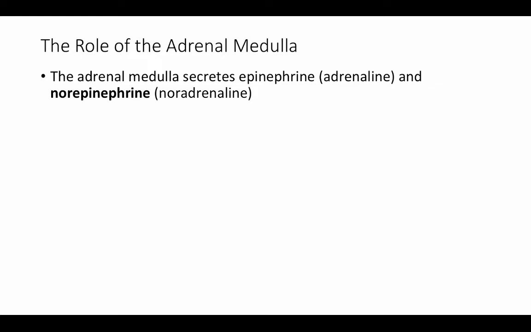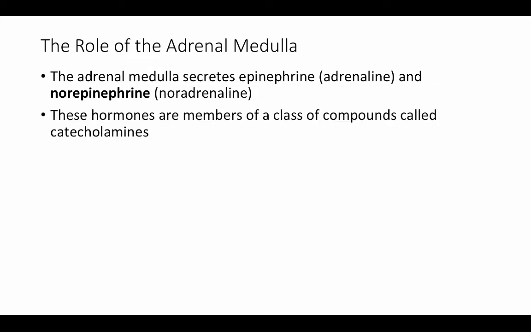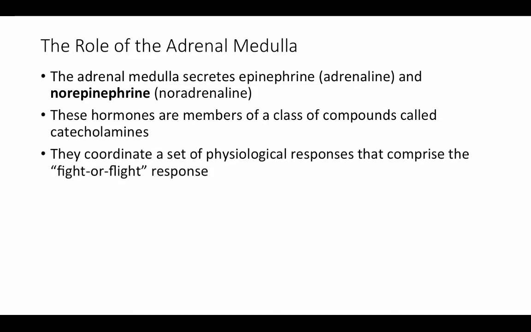So let's first take a look at the role of the adrenal medulla, this interior part that's derived from neural tissue. So the adrenal medulla secretes two hormones, epinephrine and norepinephrine, also known as adrenaline and noradrenaline. Both of these hormones also are used throughout the nervous system as neurotransmitters. And these hormones are members of a class of compounds called catecholamines. And catecholamines coordinate a set of physiological responses that comprise the fight or flight response.